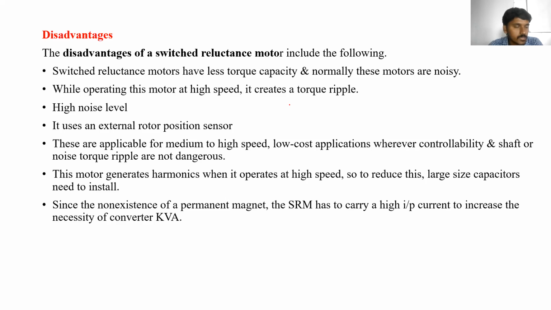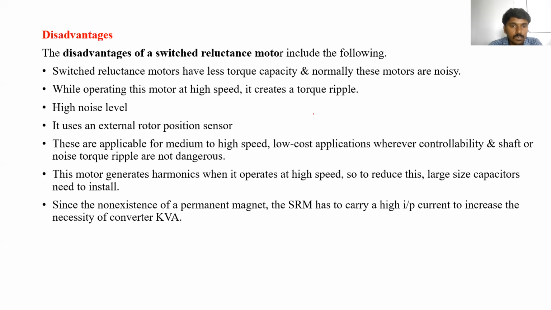The noise of the switched reluctance motor is very high compared with other motors. It uses an external rotor position sensor. In the brushless DC motor we also use position sensors, and in the switched reluctance motor too. To identify the position of the rotor for excitation of the stator coils, we need to use rotor position sensors. This is also a drawback, because using additional equipment like sensors makes the control circuit more complex.